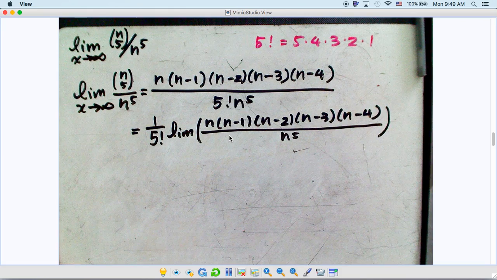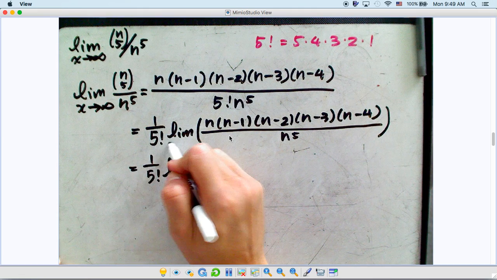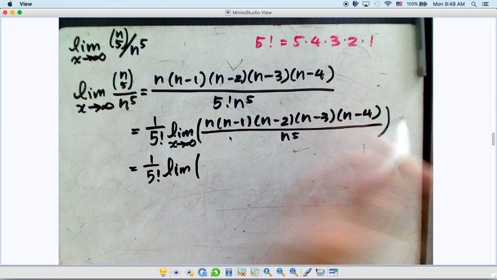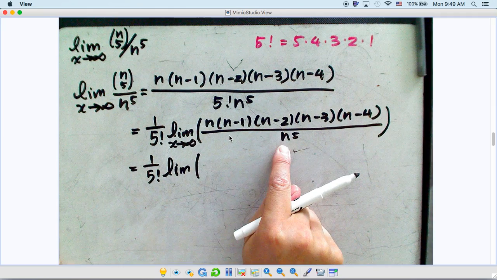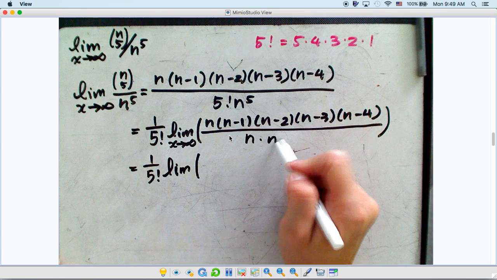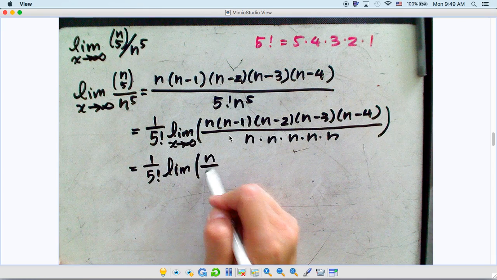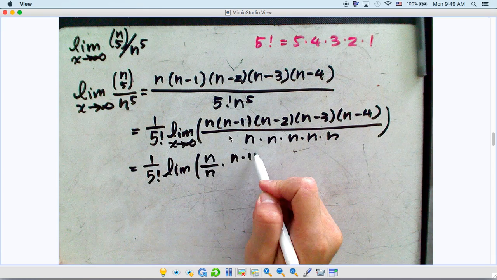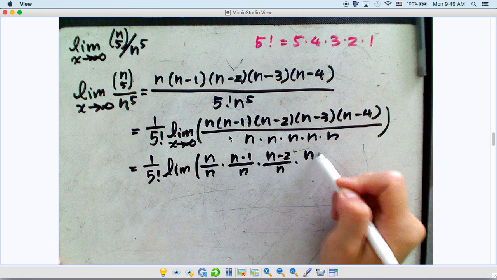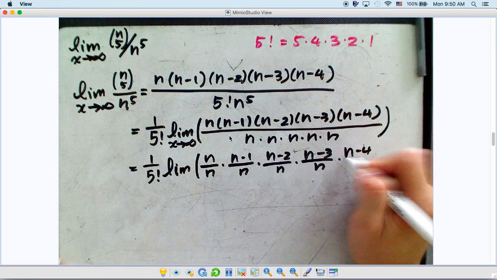This equals 1 over 5 factorial times the limit as n approaches infinity. I'm going to break this apart because n to the 5th power is n times n times n times n times n. So I take the first n, so it's going to be n over n times n minus 1 over n times n minus 2 over n times n minus 3 over n times n minus 4 over n.